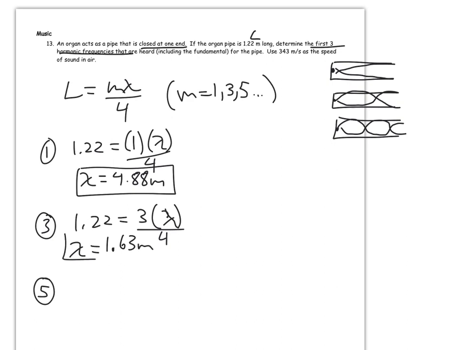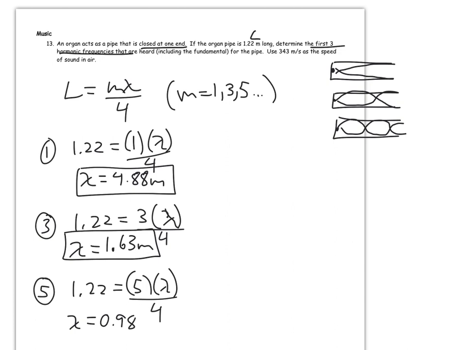And then for the last one, 1.22, and now our m is going to be 5, so 5 times lambda over 4. And when we go ahead and solve for that one, we're going to find that lambda is going to be equal to 0.98 meters. So from those lambdas, we can go ahead and solve for our frequencies, using that wavelength and using the fact that the speed of sound in air is 343 meters per second.